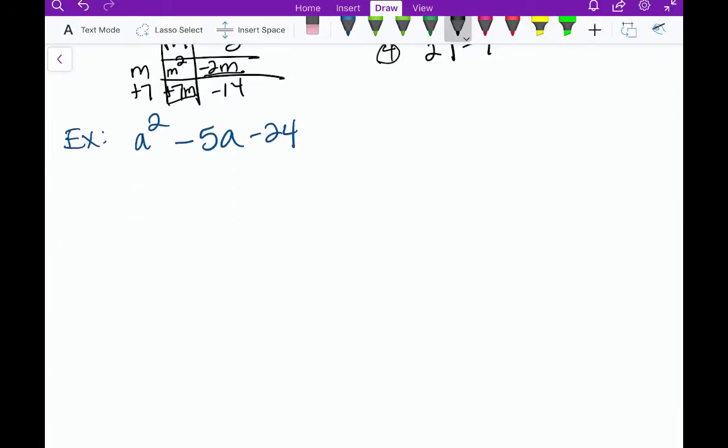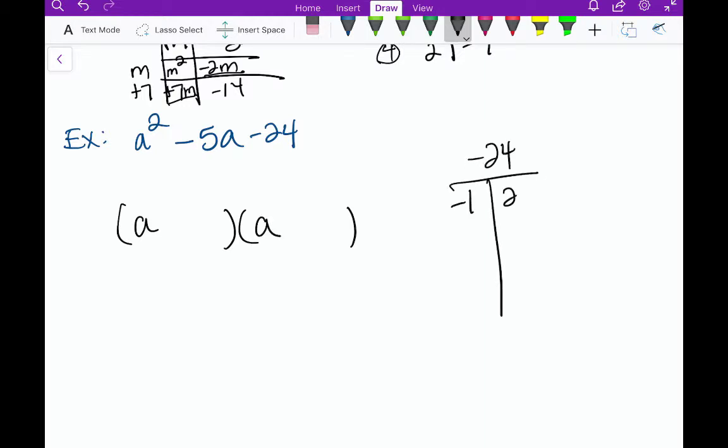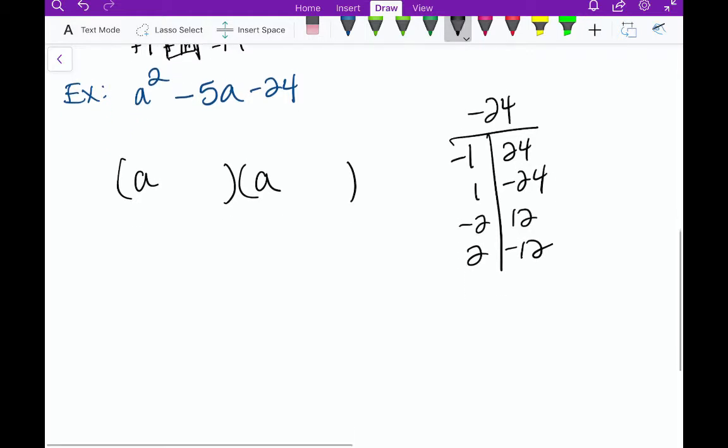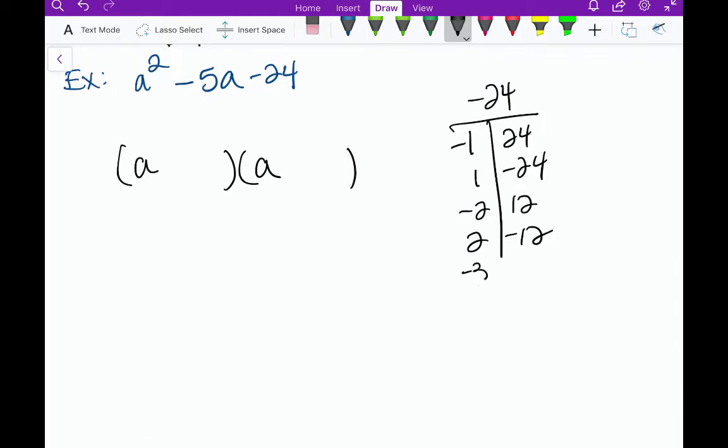Last one. A squared minus 5a minus 24. So here's my factors, a and a. I'm going to make my table for negative 24. Negative 1 and 24, 1 and negative 24. Negative 2 and 12, 2 and negative 12. This one has a lot more options. Negative 3 and 8, 3 and negative 8. Negative 4 and 6, 4 and negative 6. And I think that's it.